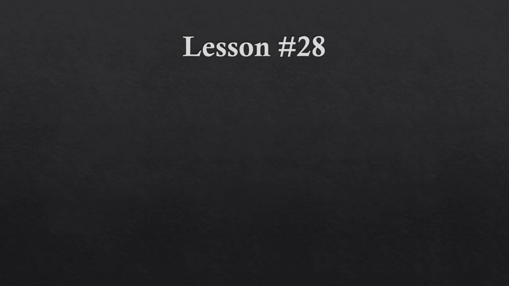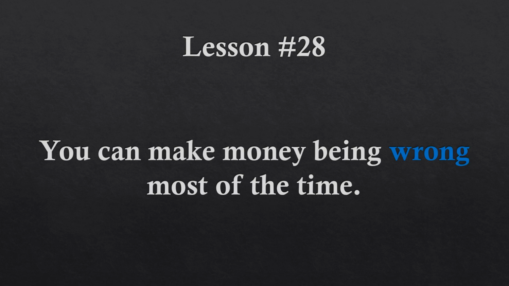Lesson number 28. You can make money being wrong most of the time. While most retail traders are trying to find a strategy that produces the highest win rate possible, the few traders who survive in the market do so with a win rate that is usually below 50%. The way that's possible is by using a risk-reward ratio above 1 to 3. With wins many times the size of losses, you can lose most of the time and still make money in the end. That's a lot easier than trying to win all the time, and it has the advantage of propelling traders into the long term consistently.